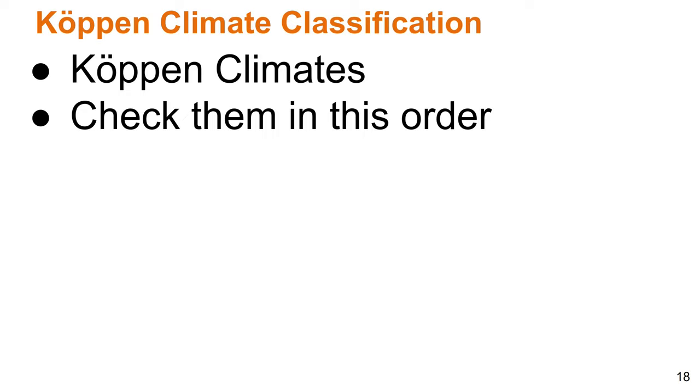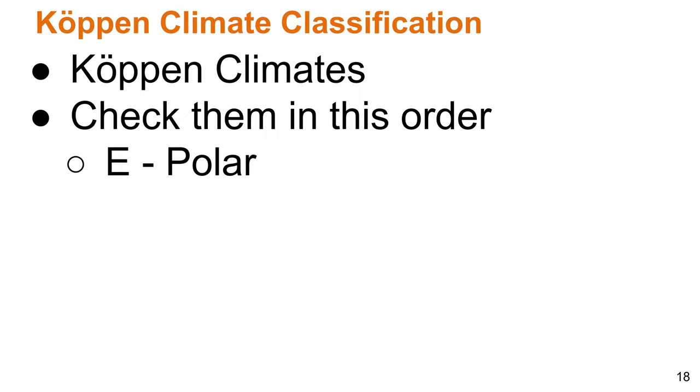So going from the equator to the poles, the order of Köppen climates goes A, B, C, D, E. However, as Köppen was setting up this system, he realized that you could have a situation where a climate could meet the criteria for more than one climate type, which would be incredibly confusing. So he said there's got to be an order of precedence. If it classifies as this kind of climate first, then that's what we're going to call it. And so you have to check them in this order. And I'll go through examples of how we do this.